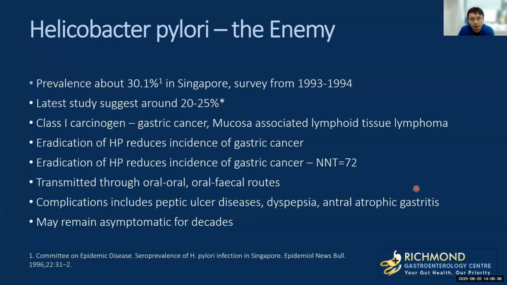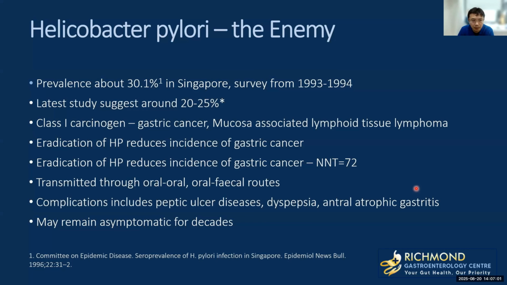So let's deep dive into H. pylori infection. The prevalence in Singapore is about 25 to 30%. Latest studies suggest it's slightly lower because of the improvement in urbanization of our population. Remember, H. pylori is a class 1 carcinogen, so it increases your risk of gastric cancer or mucosal-associated lymphoid tissue lymphoma.